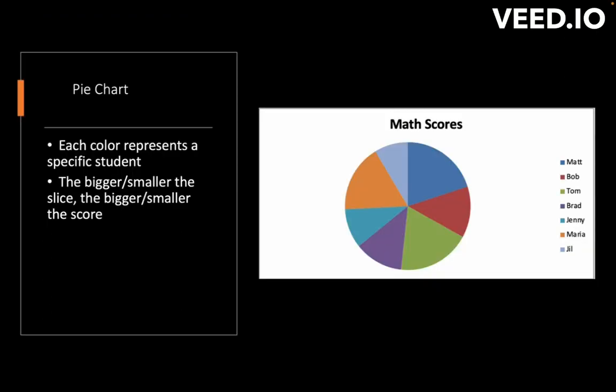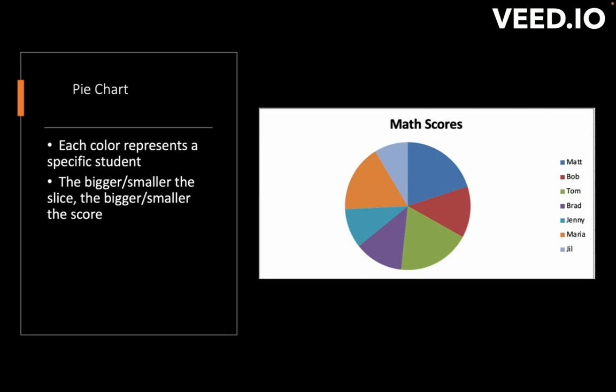And this is the pie chart. So each color represents a specific student. There's a legend on the right side, and each color represents a specific student. So Matt is the dark blue, Bob is the red, Tom is the green, and the bigger or smaller the slice is in the pie chart, the bigger or smaller the score is for that particular student.